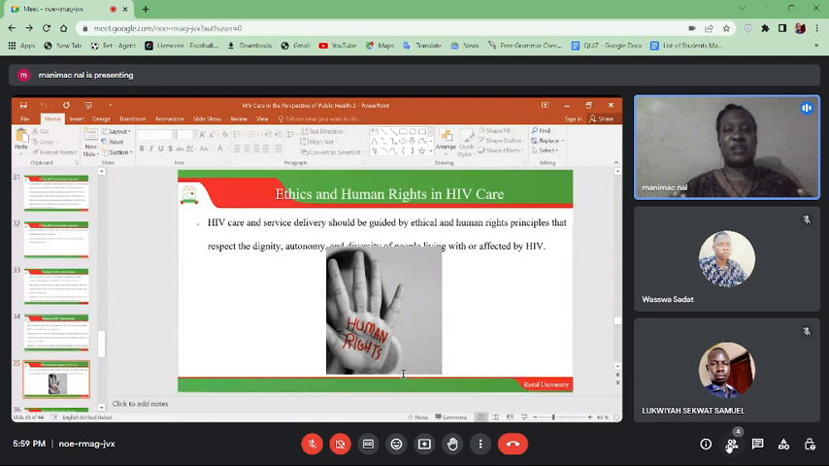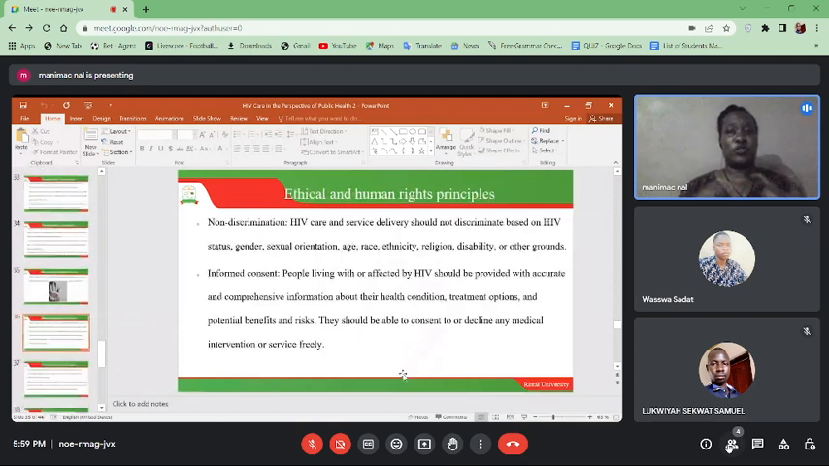Another consideration concerning human rights that we should respect is non-discrimination. We shouldn't discriminate against them because of their sexual orientation, because they are homosexuals, because of their HIV status, because of their age, because of their race, because of their religion, disability, and so many other things.